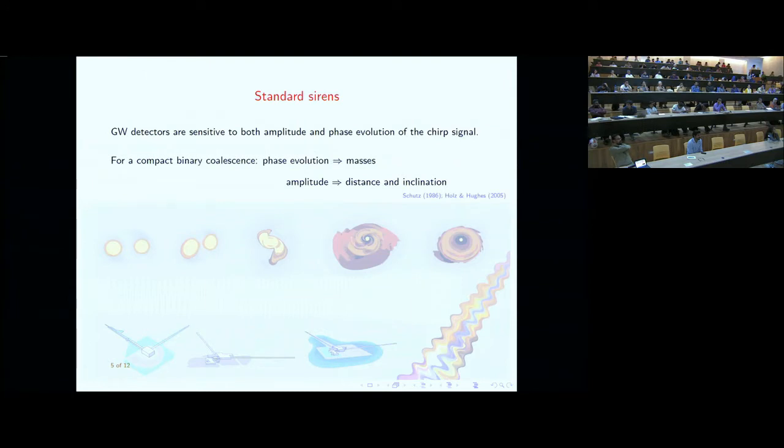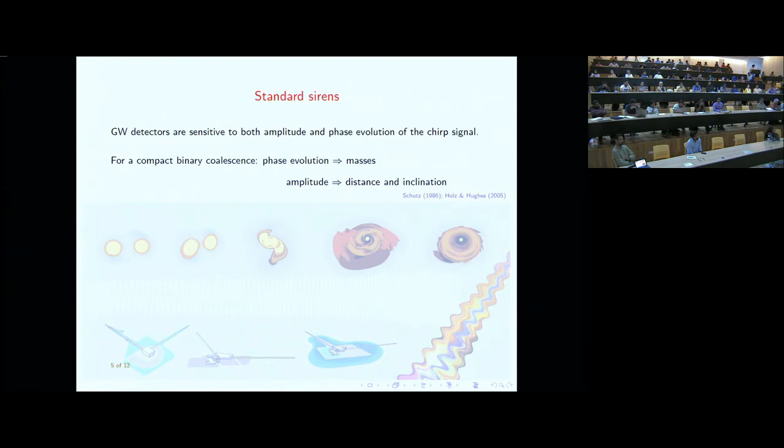sirens because with them one can directly measure the luminosity distance, just like one can do with some of the standard candles. Our gravitational wave detectors are sensitive to both amplitude and phase evolution of the chirp signal. In the chirp signal that we see in the figure in the bottom, we see many cycles, and one can study from the phase evolution over the many cycles, one can get a rather accurate estimate of the masses.